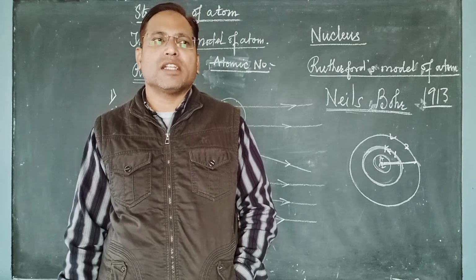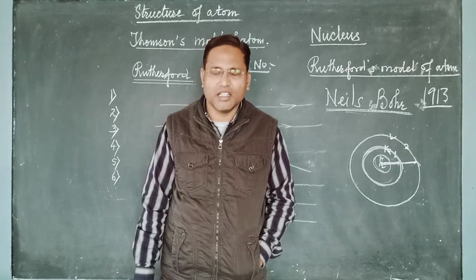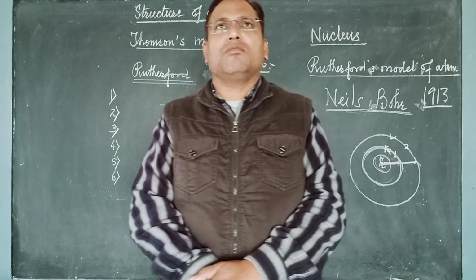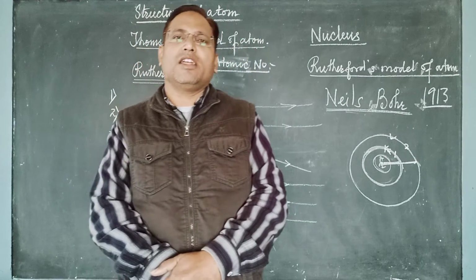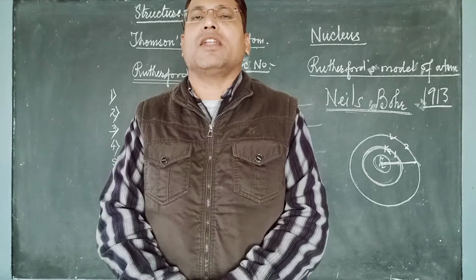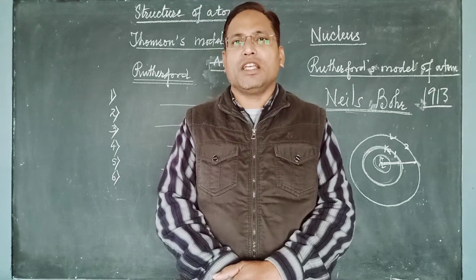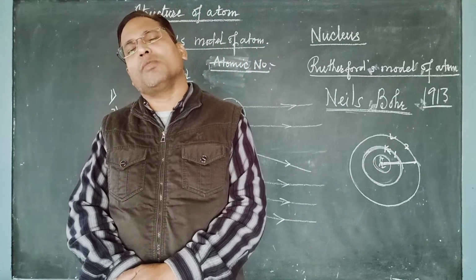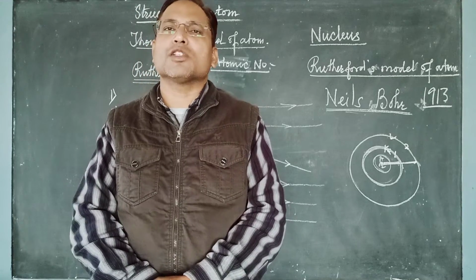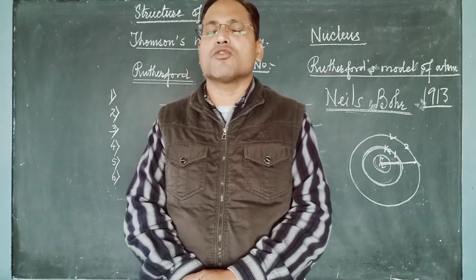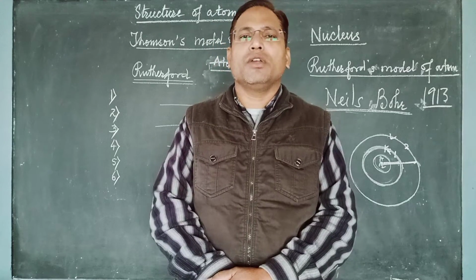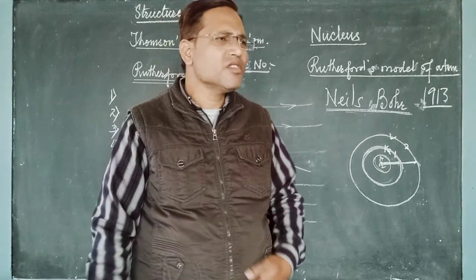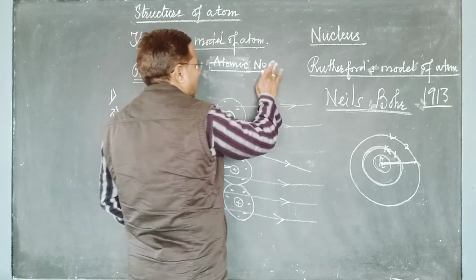But if I say usually that atomic number means number of electrons, it may be wrong. We have to say atomic number means number of electrons in a neutral atom, because atoms may lose or gain electrons also. So the best way to define atomic number is number of protons, because protons can neither be gained nor be donated. So atomic number means number of protons, and we denote it by capital Z.